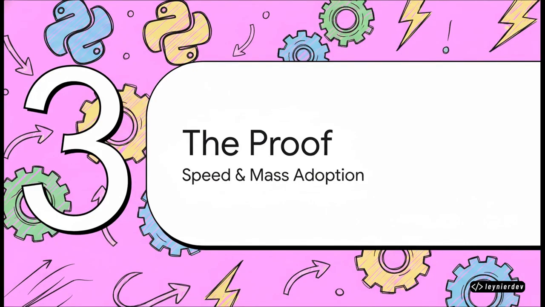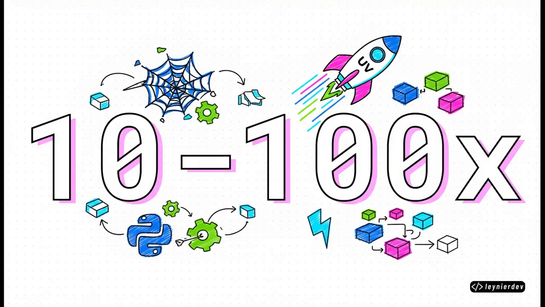Okay, that all sounds great in theory, but what about the real world? Does it actually deliver? Let's look at the proof. Because the numbers and the names of the projects that are already switching over are frankly staggering. This is the number you need to remember. UV isn't just a little bit faster. It is 10 to 100 times faster than PIP and other tools.